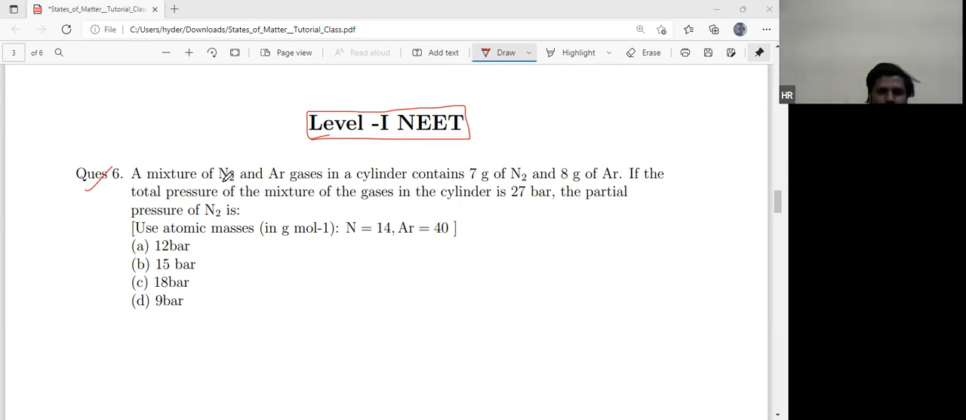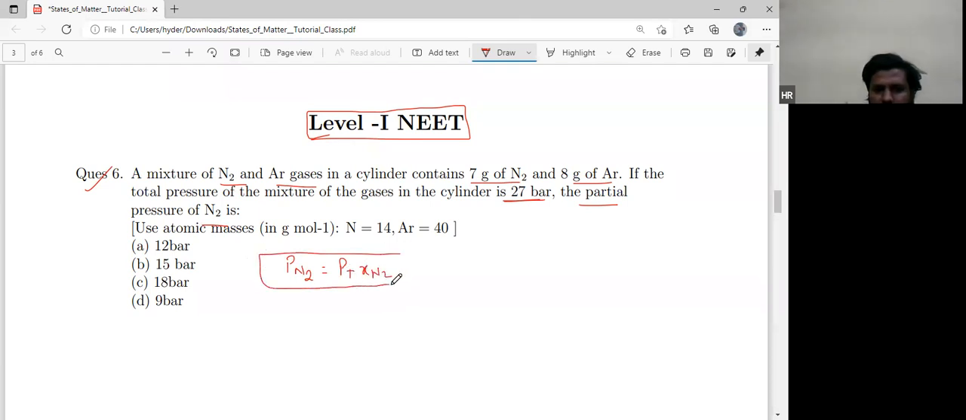Salman, you can see here a mixture of N2 and argon gases is in a cylinder in which N2 is 7 gram and argon is 8 gram. And the total pressure of the mixture in the cylinder is 27 bar. Partial pressure of N2 is to be found. See here, partial pressure of N2 will be equal to total pressure into mole fraction of N2. That is a formula from Dalton's law of partial pressure.